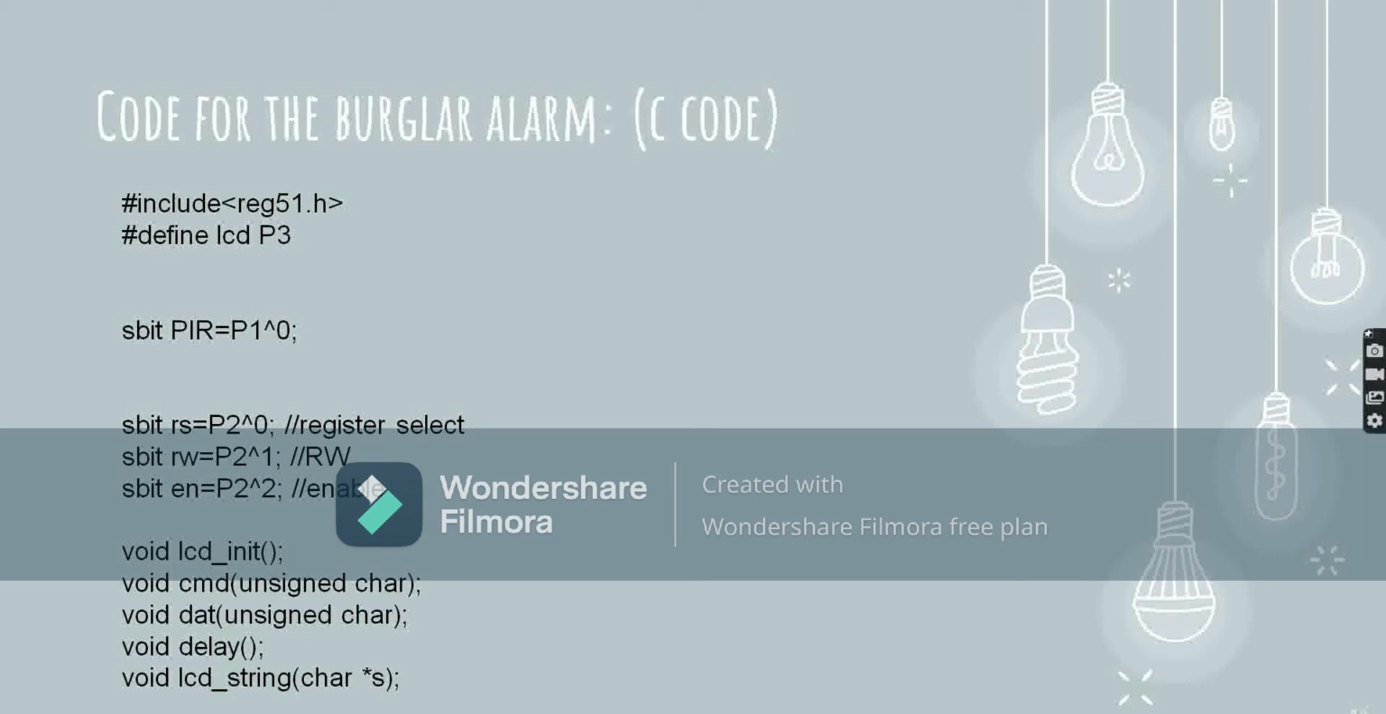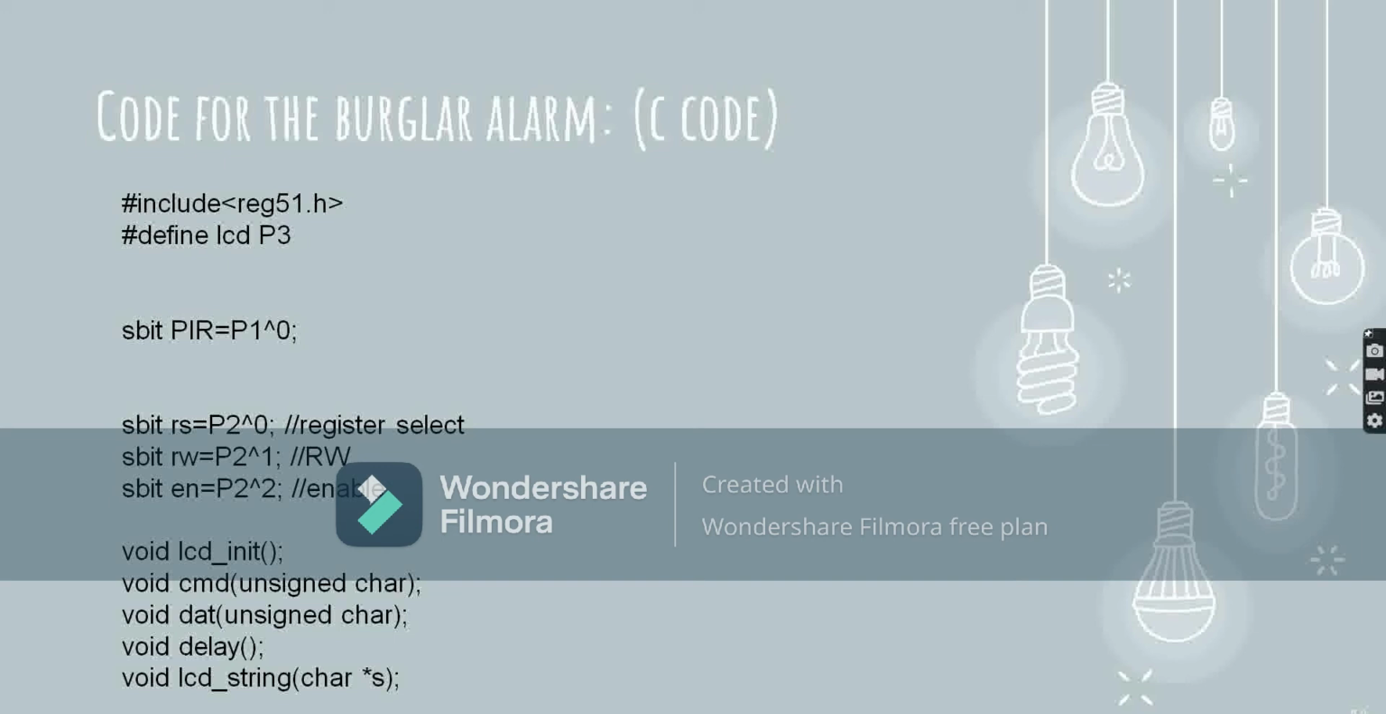The sbit RS, where RS stands for register select, RW for read or write, and EN for enable. These three pins are from the LCD, that is the liquid crystal display. The register select pin is connected to port 2 zeroth pin, the read or write is connected to port 2 first pin, and the enable is connected to port 2 second pin.